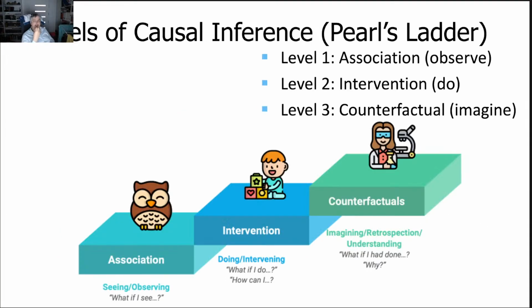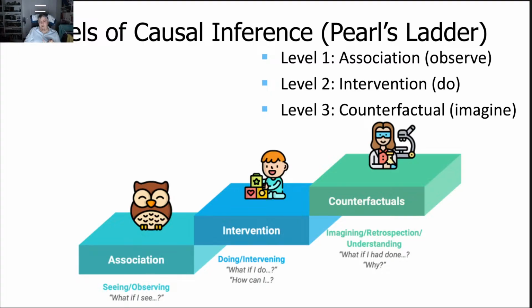This is called Pearl's ladder. Pearl, Judea Pearl, is a scientist who is very responsible for a lot of advancement in certain aspects of causal analysis. He specializes in the use of directed acyclic graphs and so-called do-calculus, which we will not cover extensively. However, the idea is to understand relationships using DAGs, directed acyclic graphs.